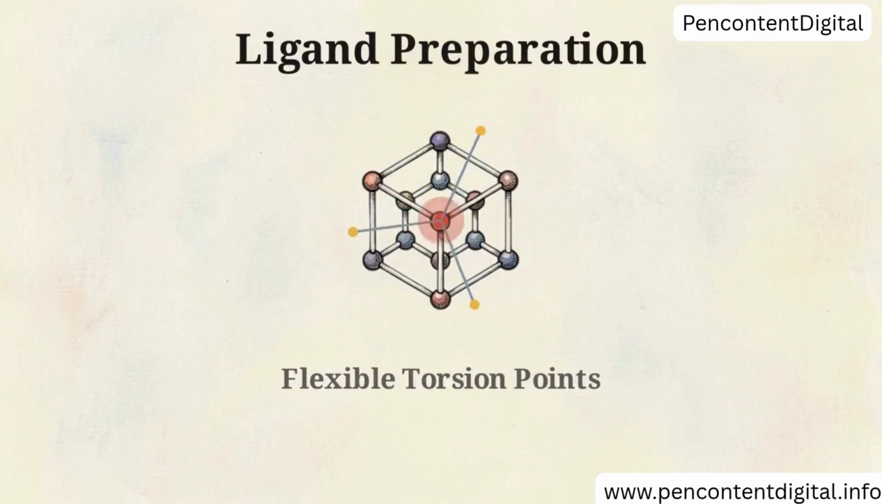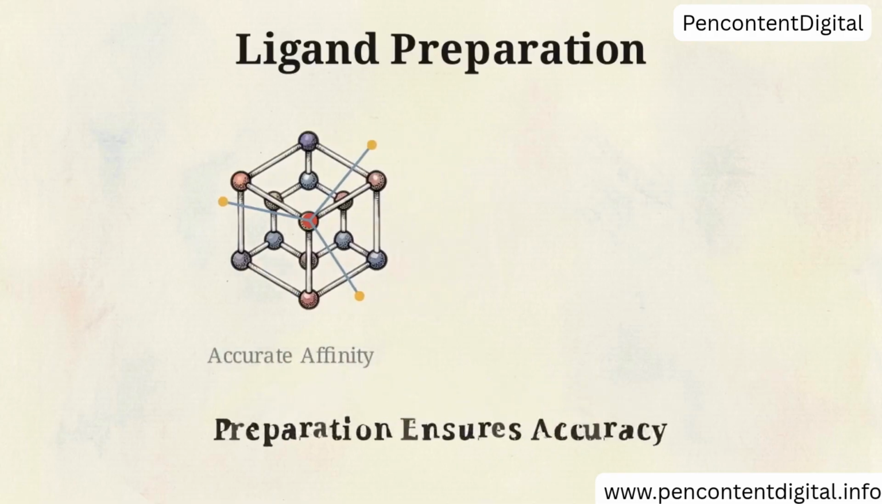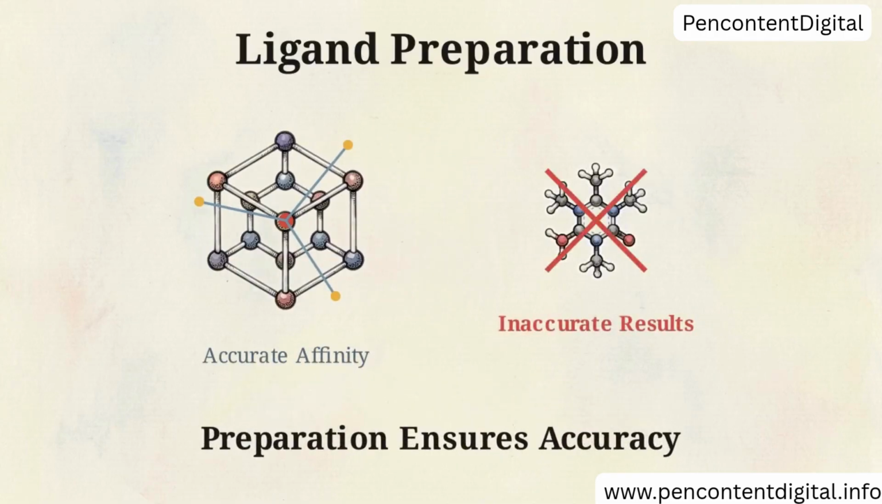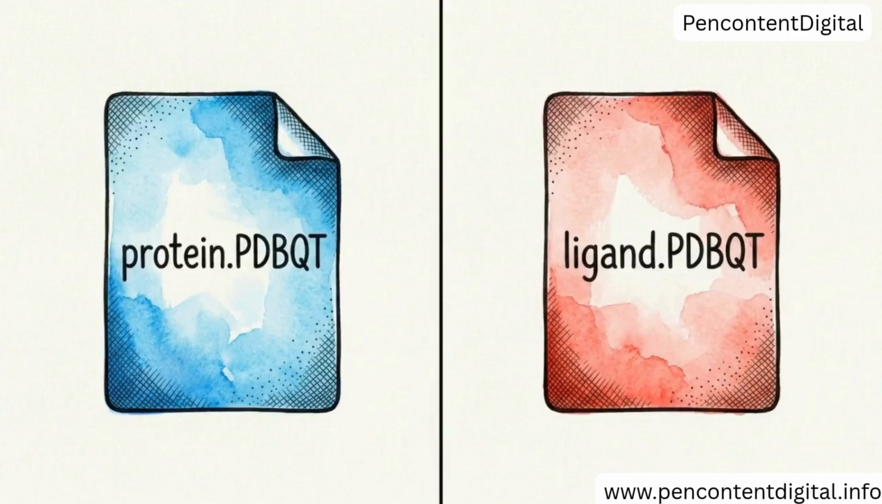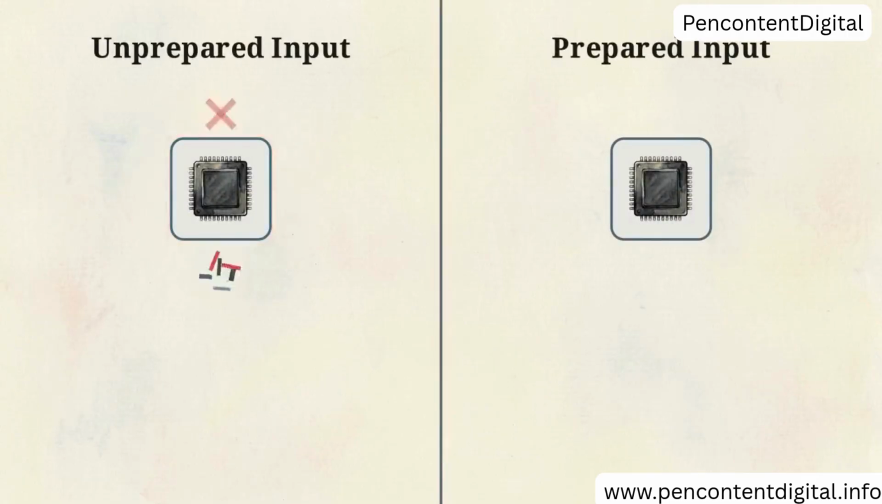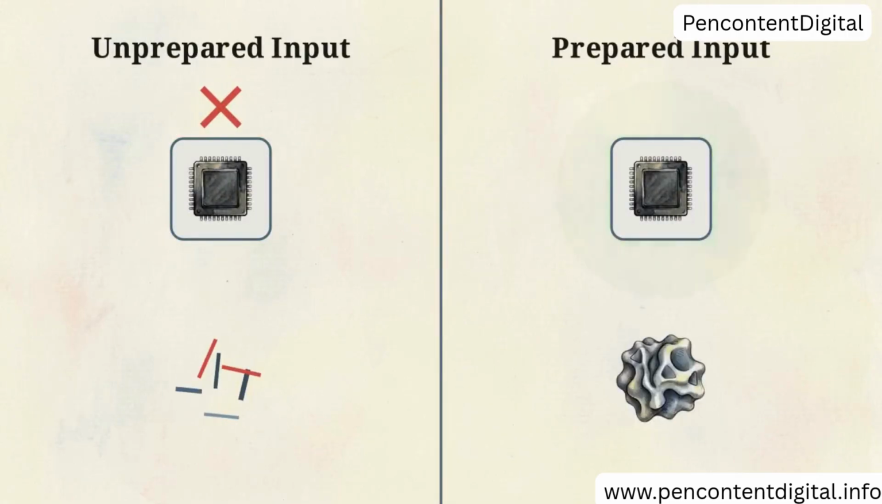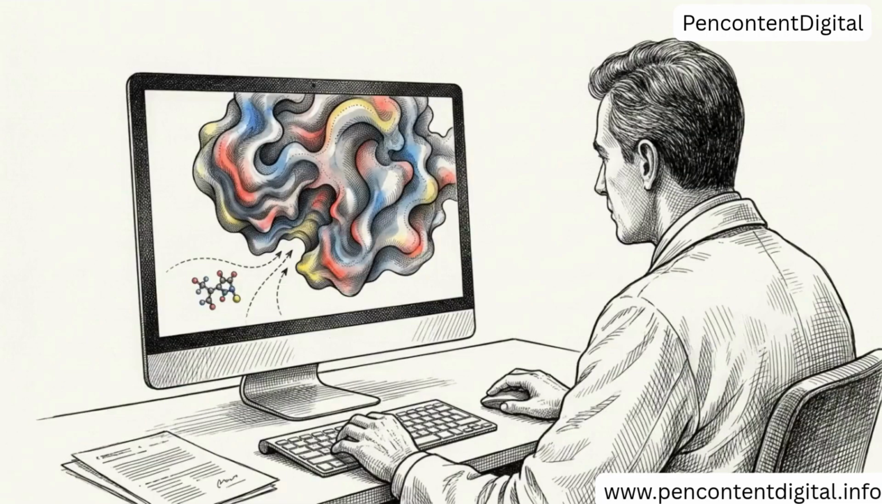AutoDock Vina actively calculates how a ligand bends and flexes during interaction. Skipping this initial geometry optimization guarantees inaccurate results. Once the ligand is optimized, you run it through the exact same conversion process, generating a second PDB-QT file. In molecular modeling, your output quality is tied directly to the precision of your input. Careful preparation of these PDB-QT files is what makes a reliable prediction possible.